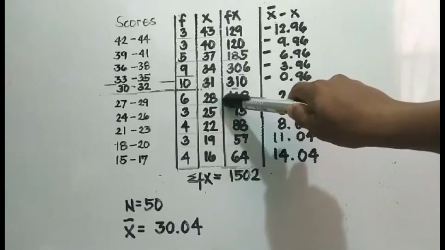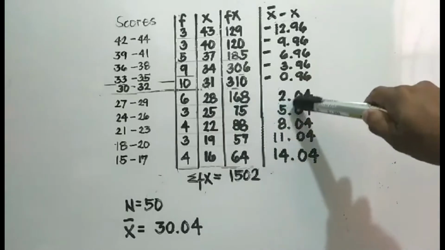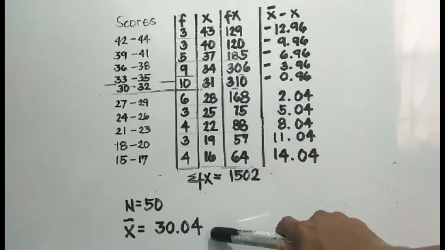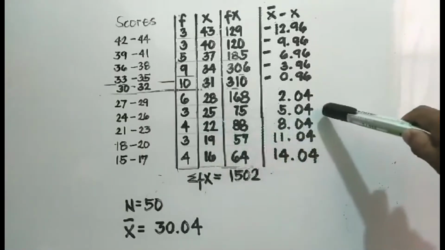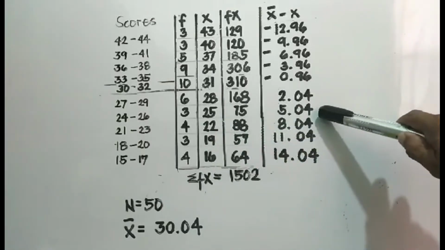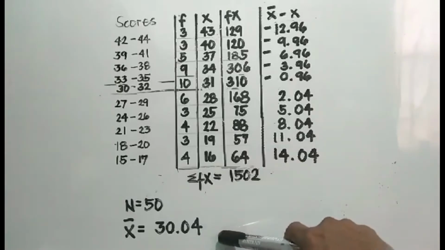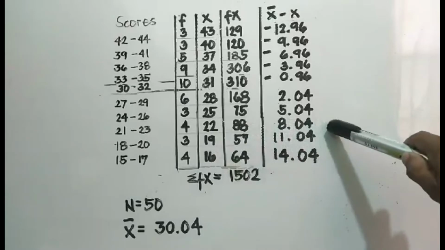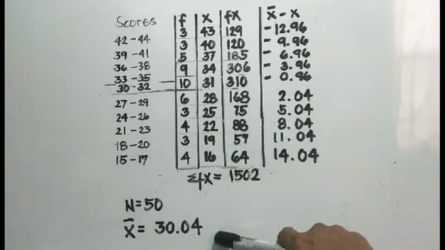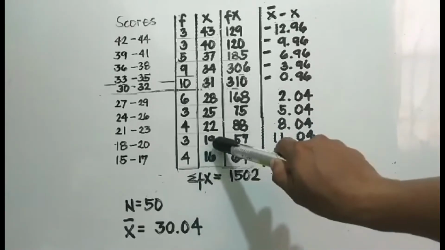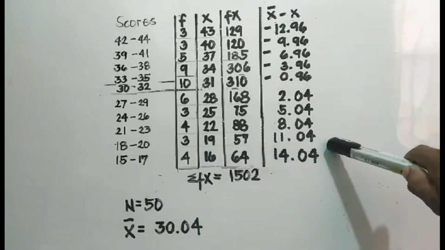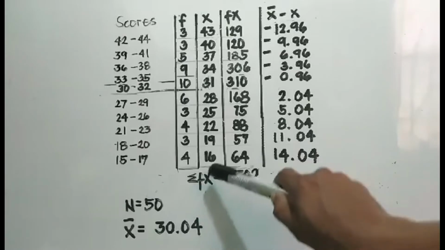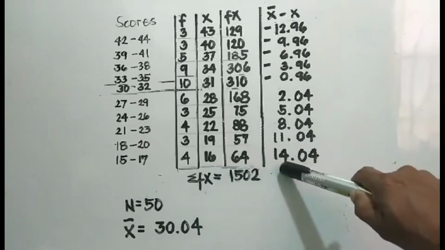30.04 minus 28 equals 2.04. 30.04 minus 25 equals 5.04. 30.04 minus 22 equals 8.04. 30.04 minus 19 equals 11.04. 30.04 minus 16 equals 14.04.